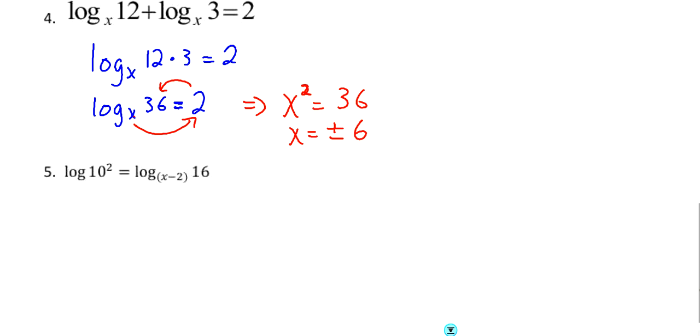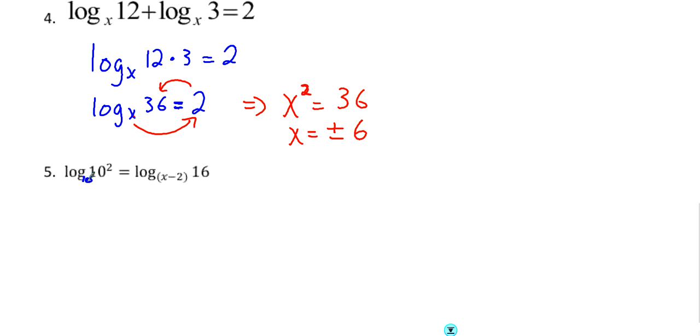We're going to use some log properties here. So on the left, first thing we're going to look at is if we have the same bases on both. If we have, say, this was base 10 and this one was base 10, we could drop the logs altogether if they have the same bases. But since they don't, we've got some more work to do.